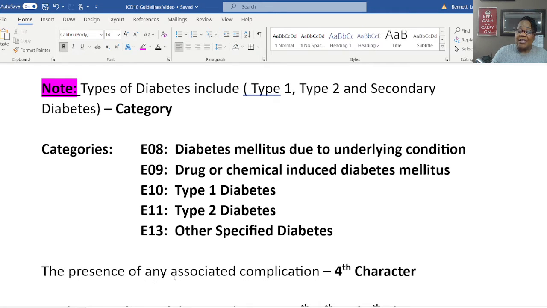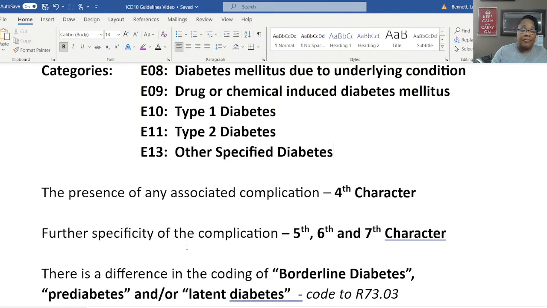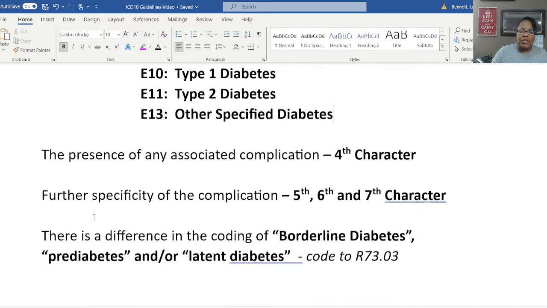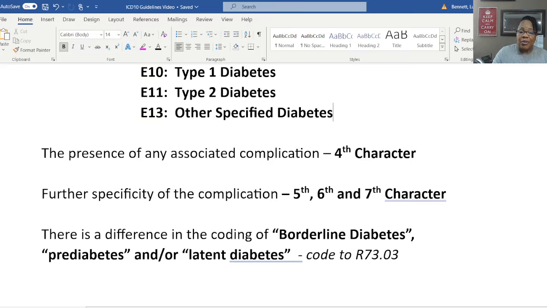The presence of any associated complication with the type of diabetes is the 4th character. And then further specificity of the complications will be the 5th, 6th, and 7th character after the first 3, the category code. And then just make sure you know that there is a difference in coding of borderline diabetes versus diabetes, or pre-diabetes, or latent diabetes. Those are found under the symptom code, R73.03. So they're not actually true diabetes, but they're borderline or pre-diabetes or latent. So again, those are under the signs and symptoms.